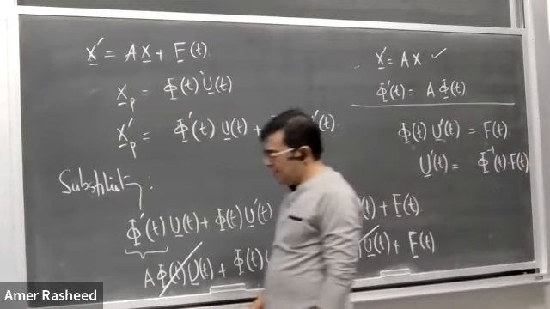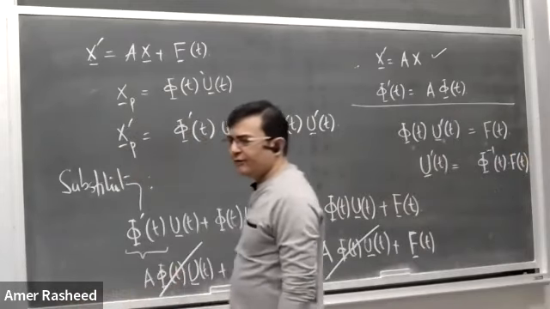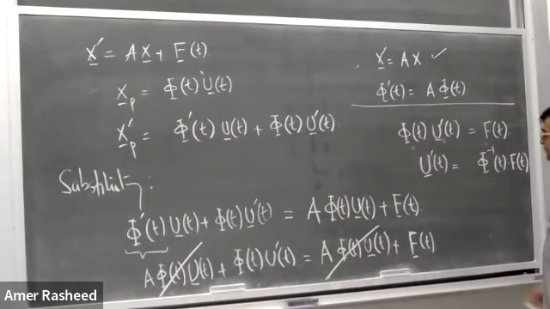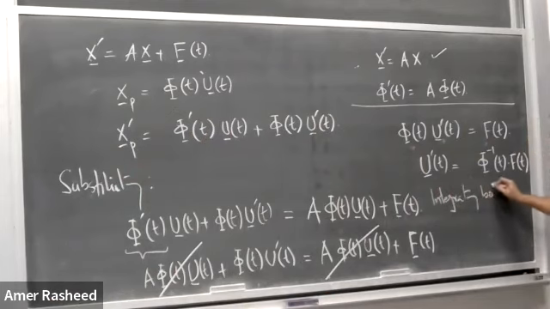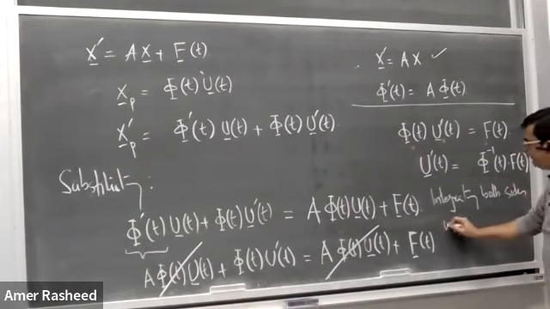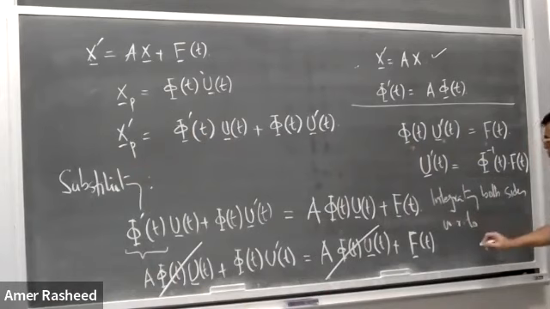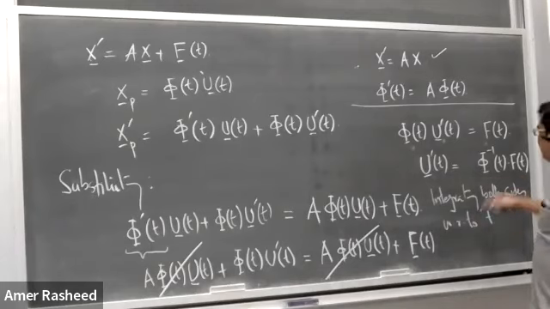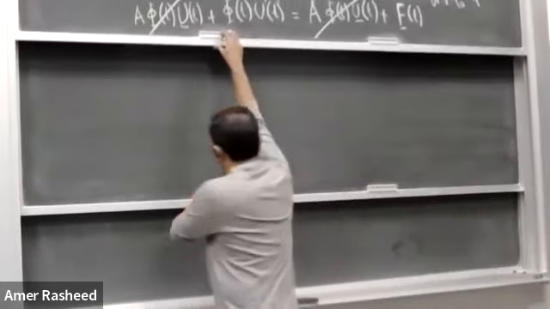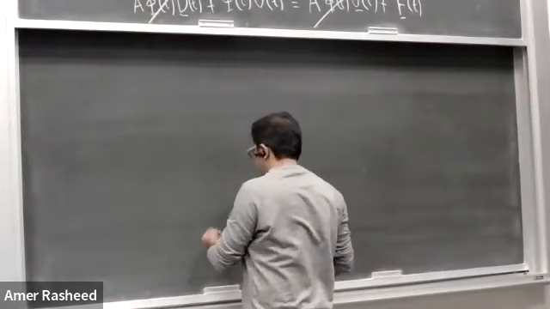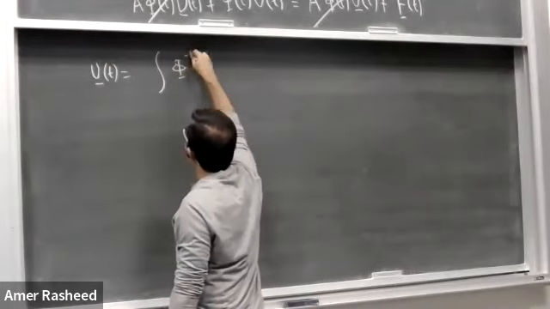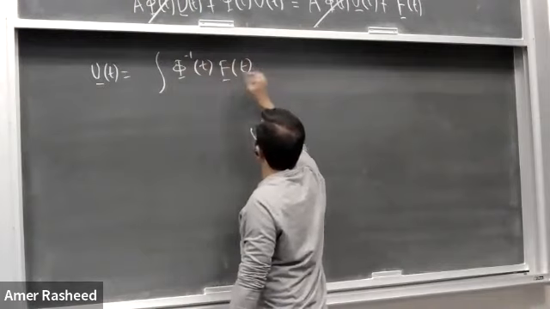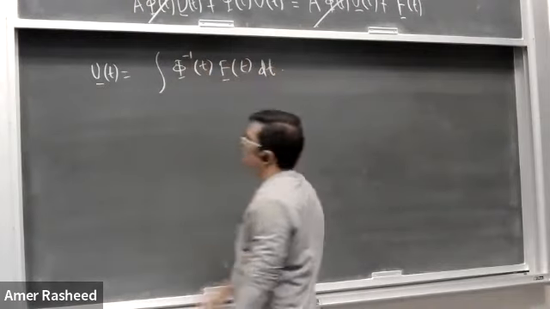Now this is u dash. What we need is u. So how can we reverse this derivative on u dash? We have to take the integral. So, integrating both sides with respect to, what is the independent variable? The independent variable is t. So we take the integral with respect to t on both sides. On the left-hand side, the derivative will be eliminated, so we obtain u of t is equal to the integral of phi inverse of t times f of t dt. Okay, so this is your u of t.